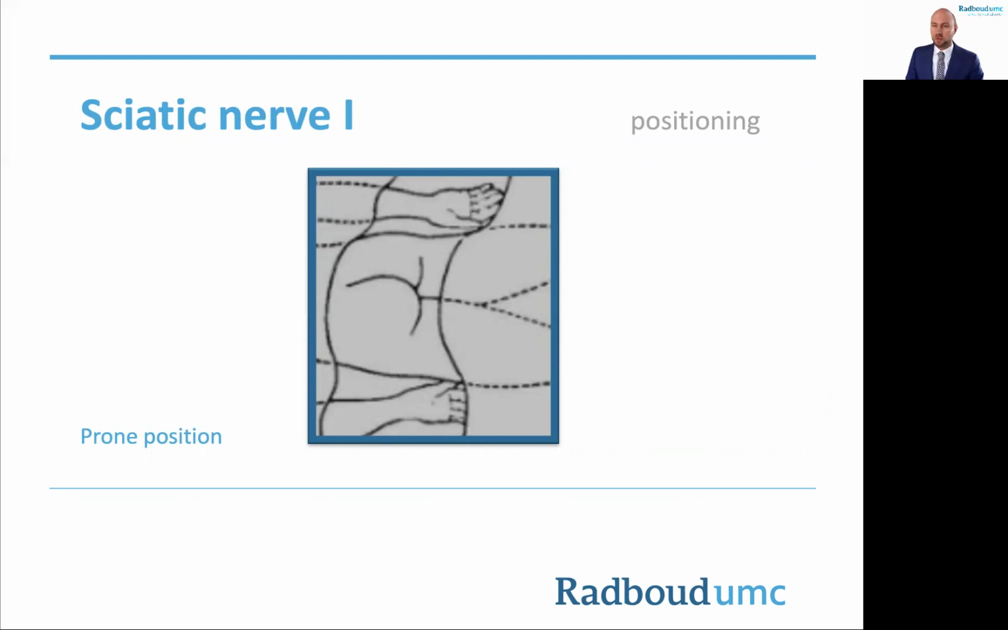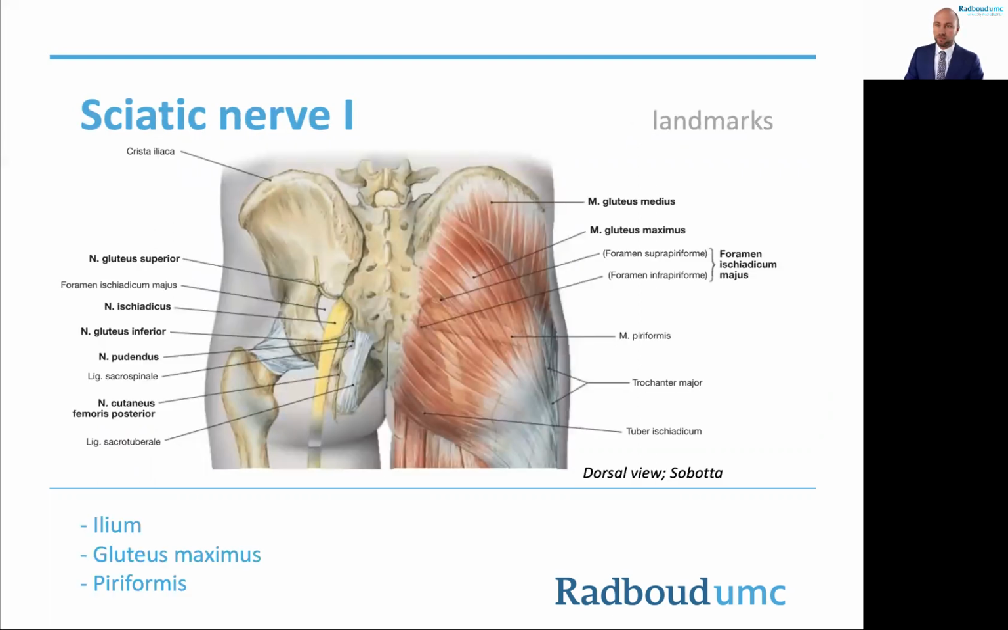For scanning the most proximal part of the sciatic nerve, the patient should be in prone position as shown in this picture. Here we see a dorsal view of the hip region. We can see the sciatic nerve over here, and on the opposite side. The most important landmarks are the ilium, the gluteus maximus muscle, and the piriformis muscle, and finally the sciatic notch at this location.